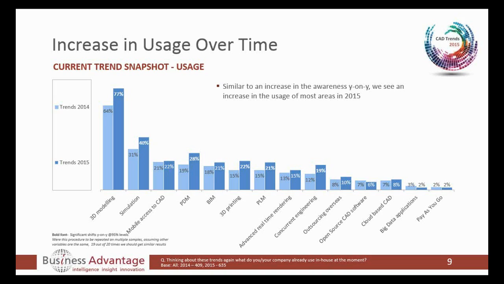If we look at the right-hand side, open source CAD, the usage of open source CAD actually declined by just 1 percentage point, 2014 to 2015, and also big data applications, which was a very small part of the sample, have declined slightly, while pay-as-you-go CAD has remained the same.